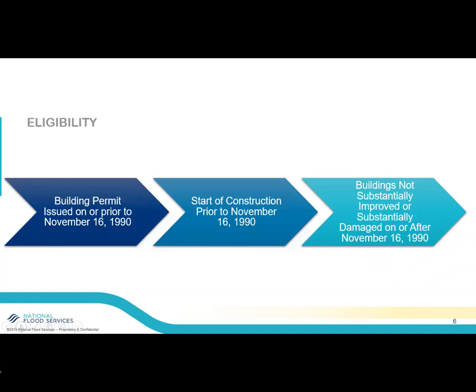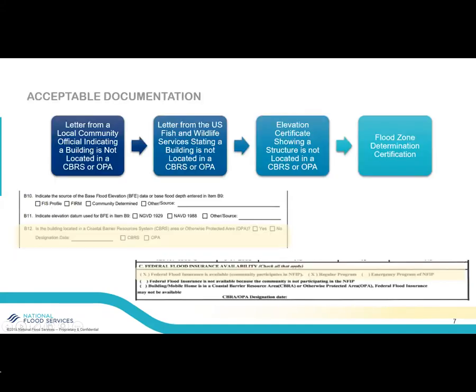I know the next question is going to be, well, how do you know if you have an area that is going to be in those particular areas? A couple of places to look if you are dealing with one of the CBRS or your OPAs. And also, these are some of the acceptable documentation when you're working on an application for a structure in these areas in order to be allowed to write that flood insurance policy.